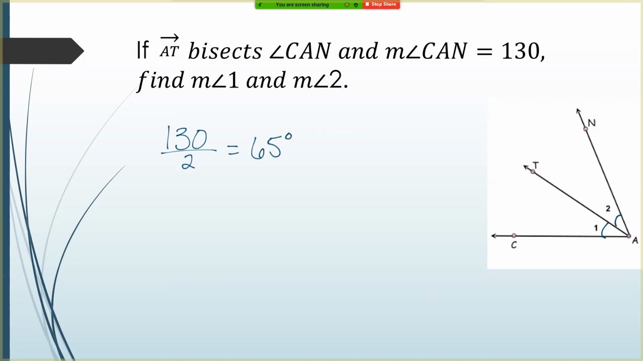So angle 1 and angle 2 is 65. Double check, if you take 65 plus 65, it's got to equal 130 for the big angle.